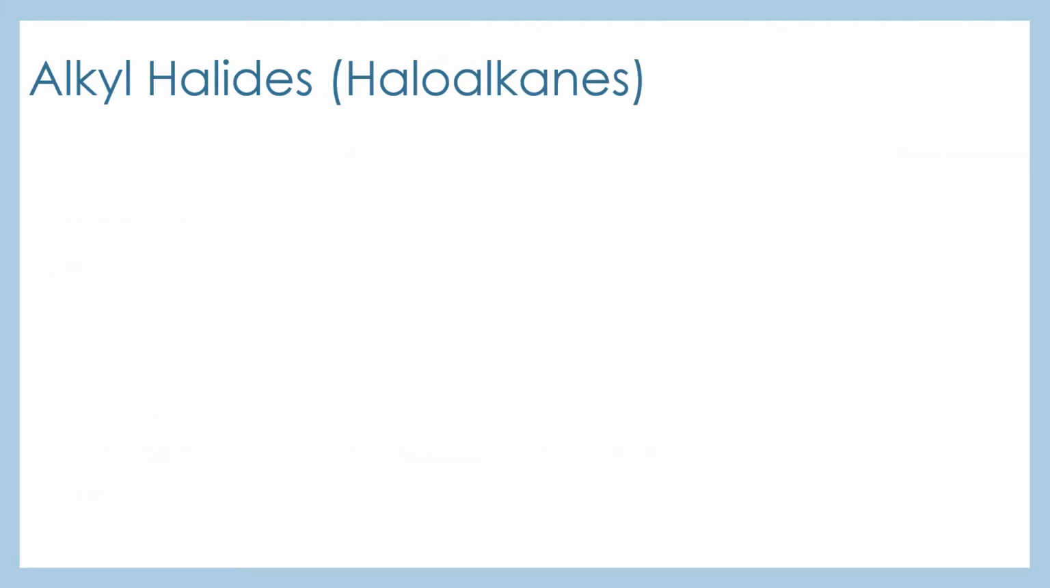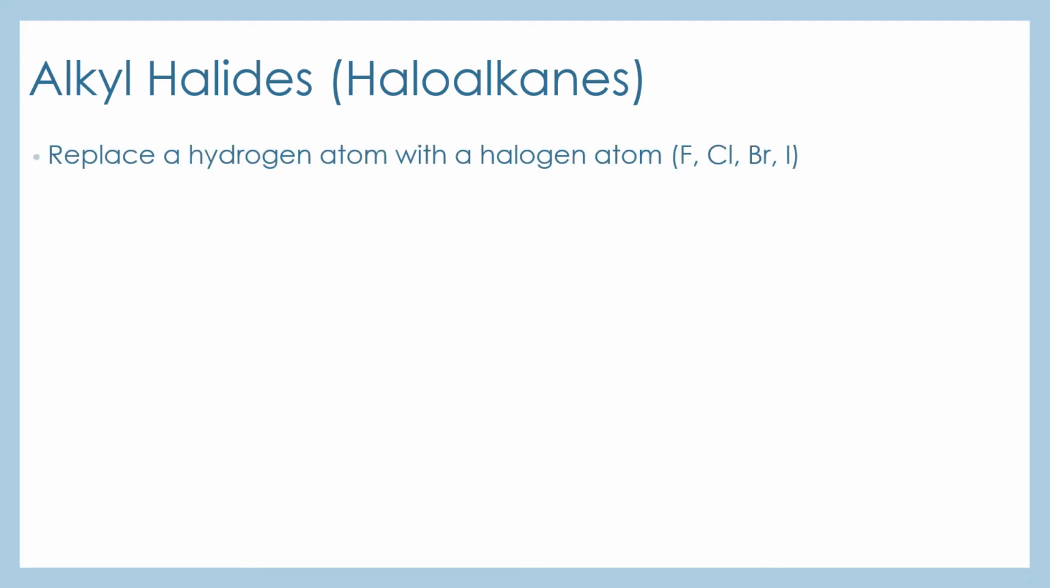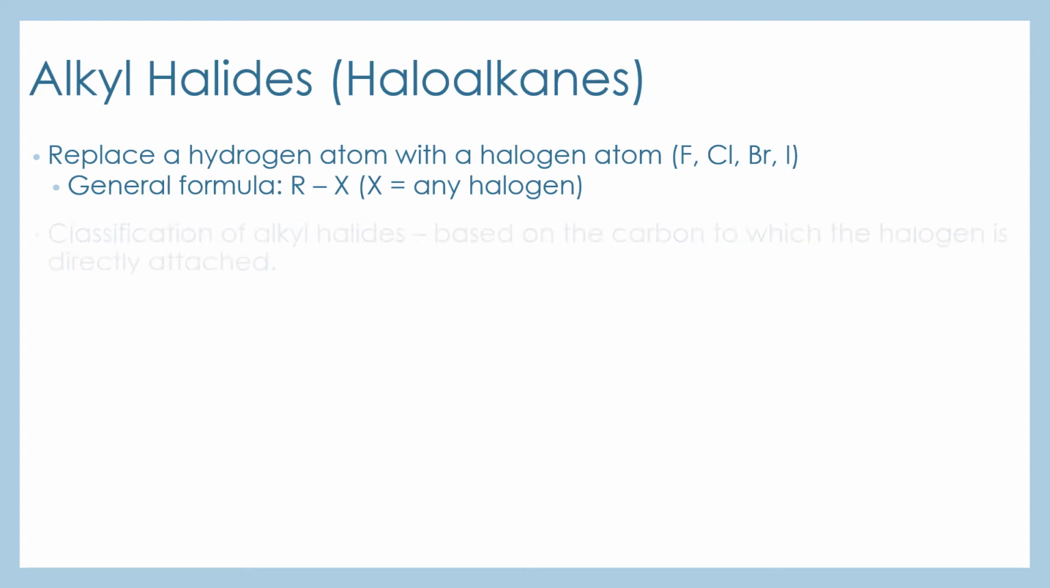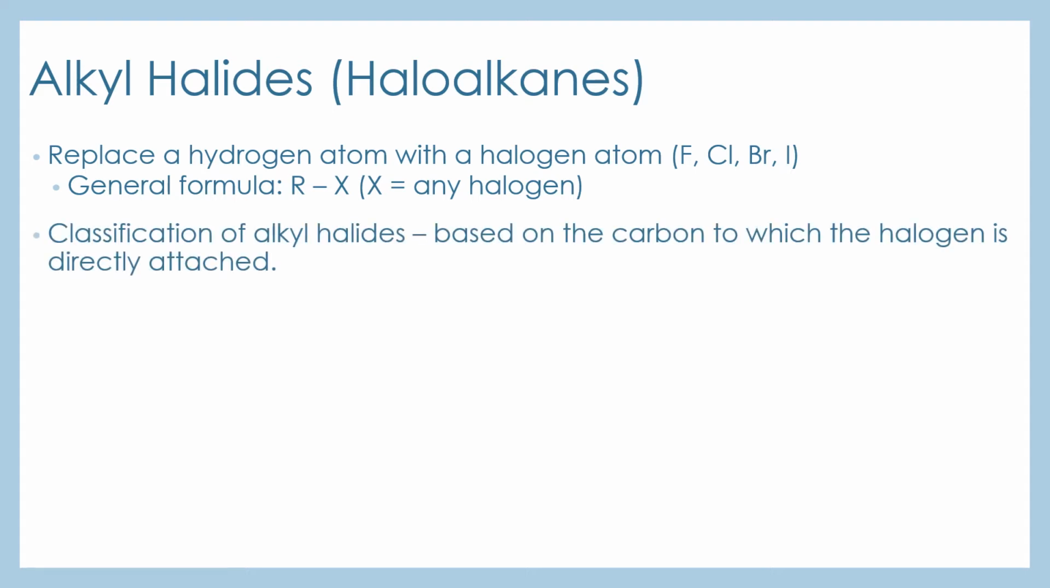So let's start with alkyl halides. This is one of the simplest functional groups. They can also be called haloalkanes. With an alkyl halide, you replace a hydrogen atom of the hydrocarbon with a halogen atom. The general formula for an alkyl halide is RX, where X is any halogen. Alkyl halides can be further classified based on the substitution of the carbon to which the halogen is directly attached.